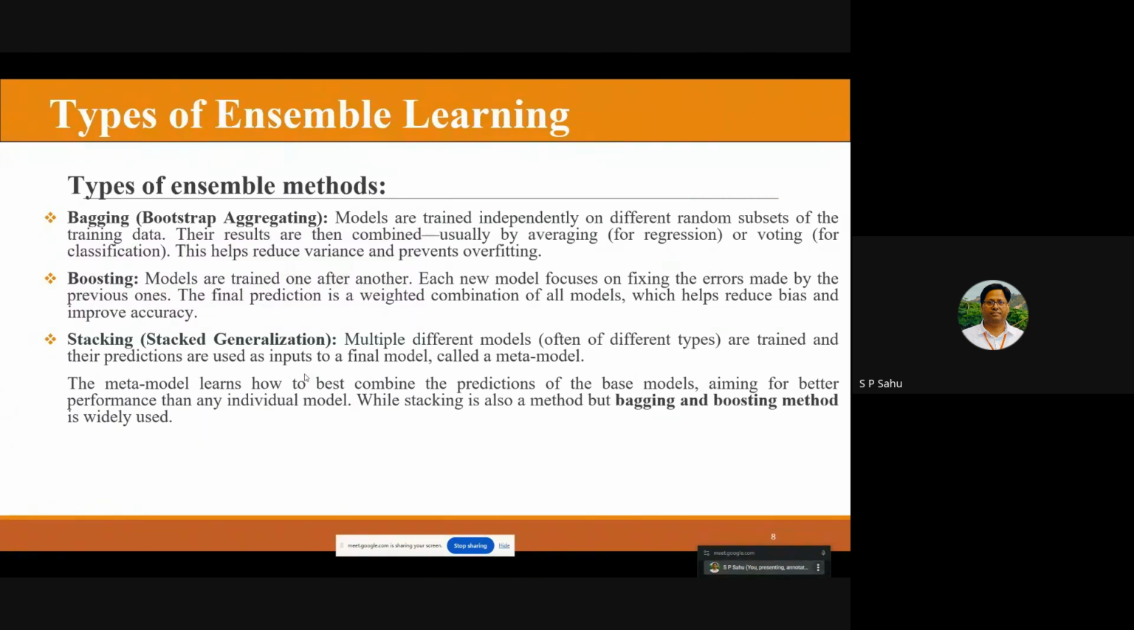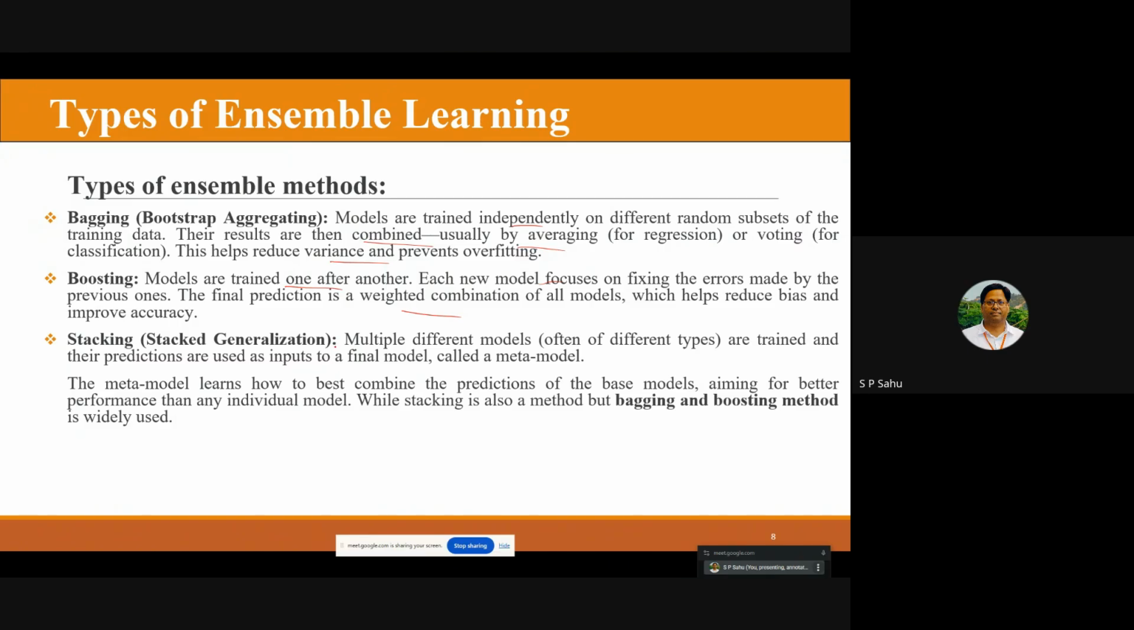So here is the explanation part, as I already told, so there is no difference. Bagging trains independently on different random subsets of the data, and finally the results are combined by averaging for regression and voting for classification, and it helps reduce overfitting. Boosting is trained one after another. Each new model focuses on fixing the errors made by the previous one, and the final prediction is a weighted combination of all models, which helps reduce the bias and improve accuracy.